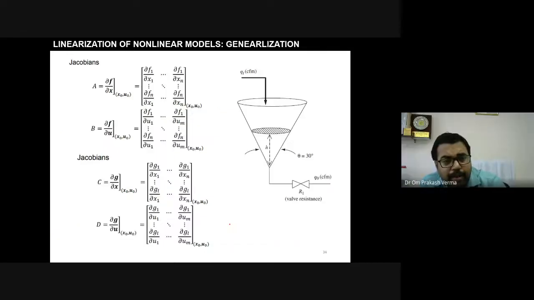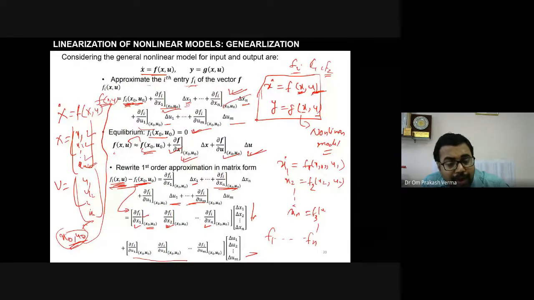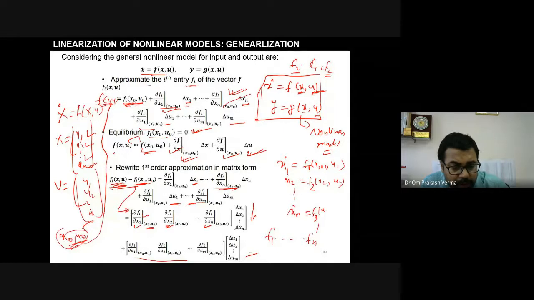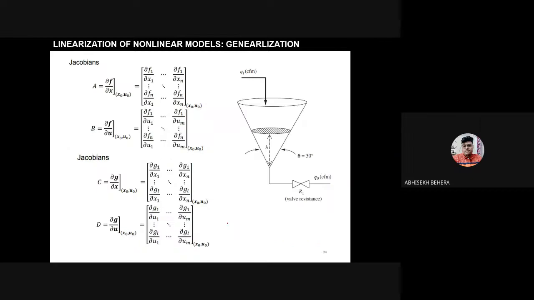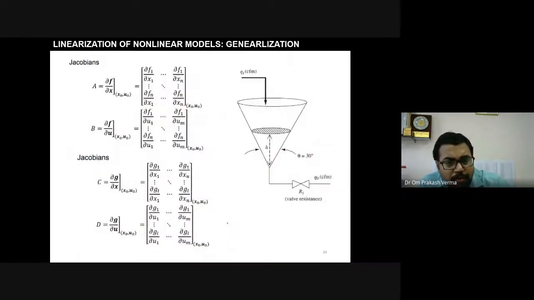So the ultimate equation becomes phi(x, u) minus phi(x0, u0) equals this value into this value into this value. Is it okay? It will not become very big, see. Now what we have taken: delta f1 by delta x1, up to delta f1 by delta xn.